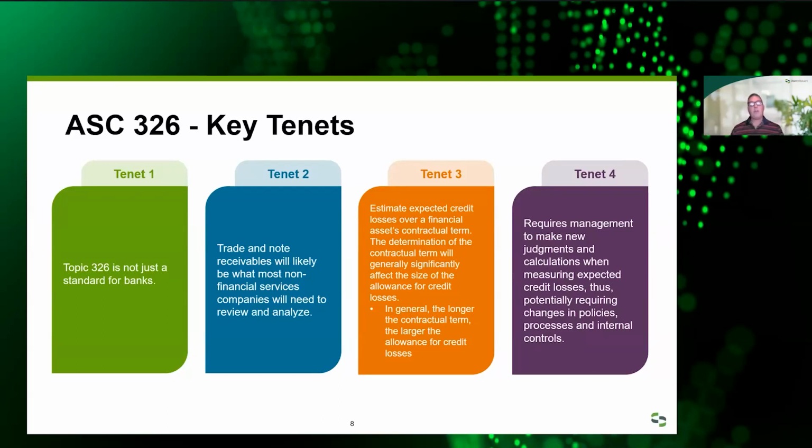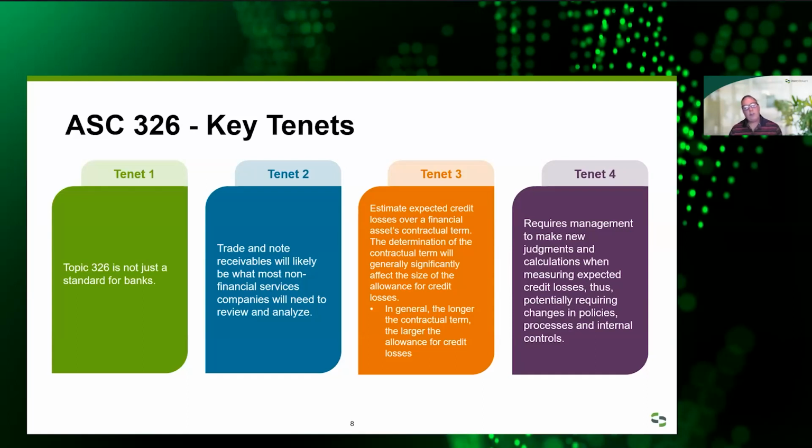And in general, the longer that exposure, right, a 3-year note or 5-year note, the more impact for credit losses. Think about that for a second. If you've got AR, it's 60 or 90 days. You probably don't have a lot of exposure due to the short-term nature of that collection cycle. But if you've got a note receivable or funded or unfunded commitments, there could be a lot more credit risk there, depending on the timing.